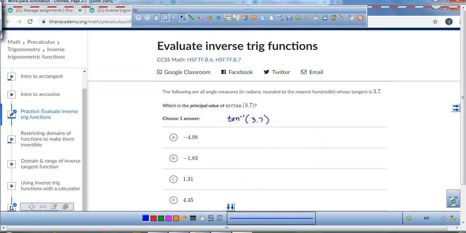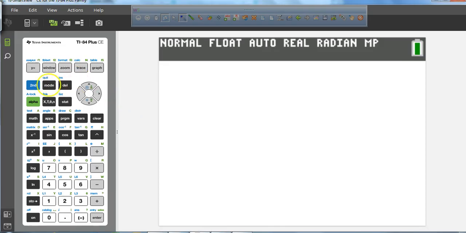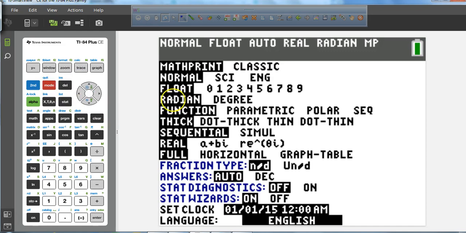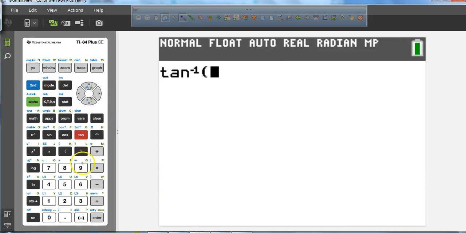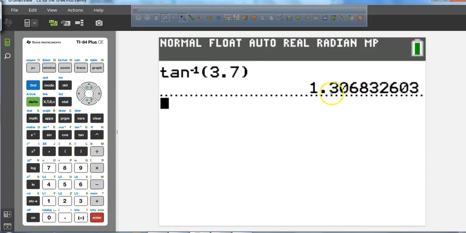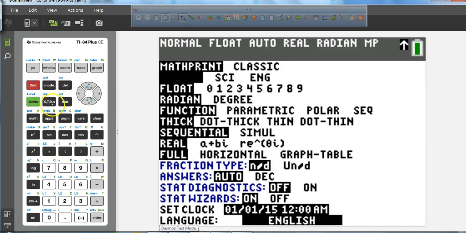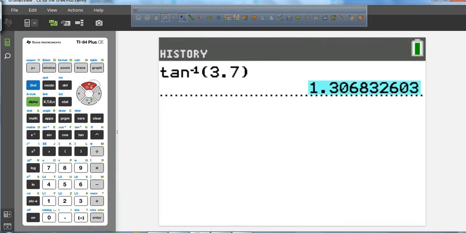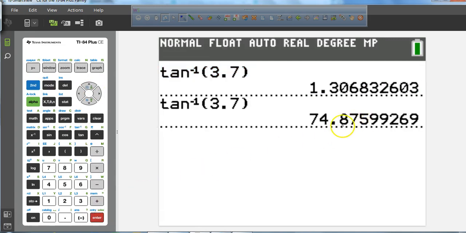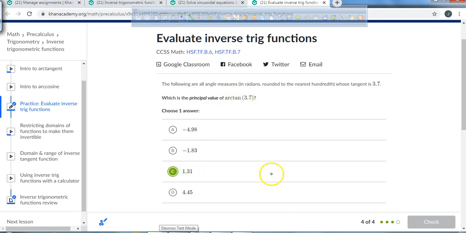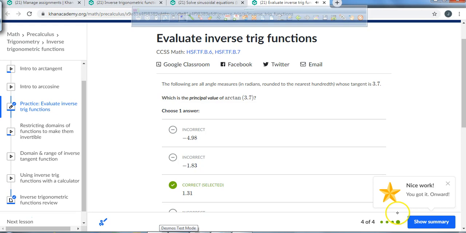So we're going to type that into the calculator right now. Make sure your mode is in radian mode, so hit the mode button, make sure it's in radian. Hit second tangent, type in 3.7, press enter, and you get 1.306. So 1.31 is the answer that we're looking for. Now in degrees, let's change over to degrees. That would mean it's about a 75-degree angle. But in our particular problem, it says in radians. So we see this 1.31, that's going to be our answer, and we're done.